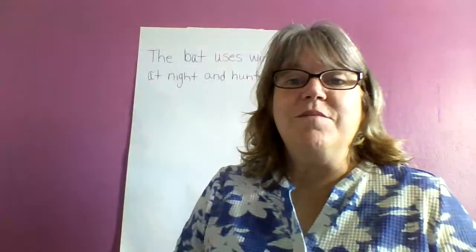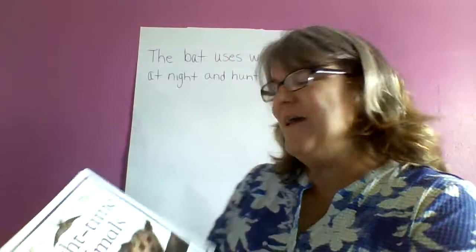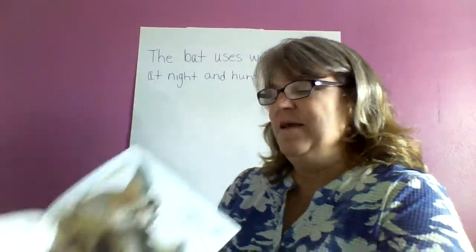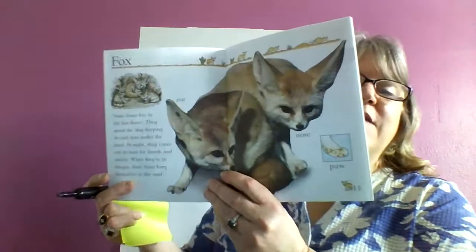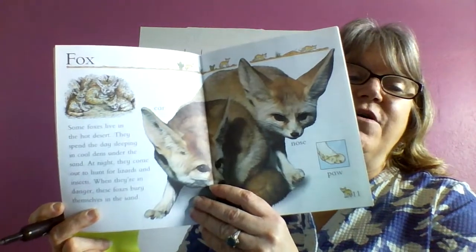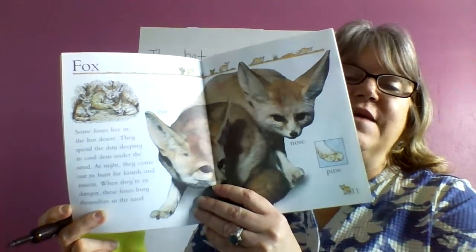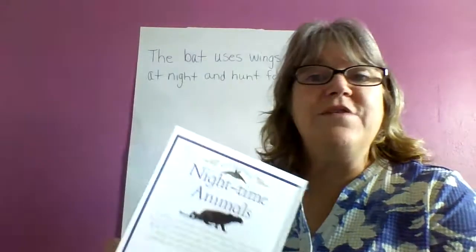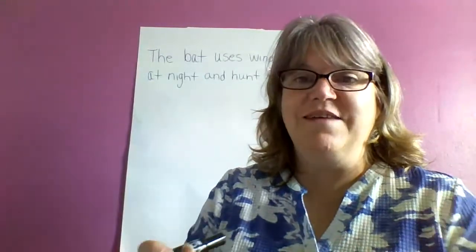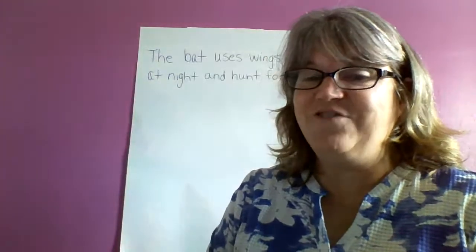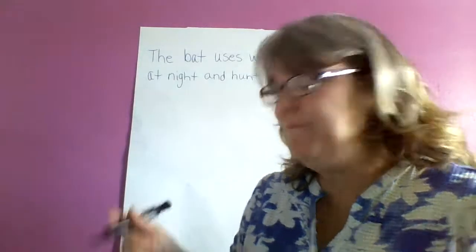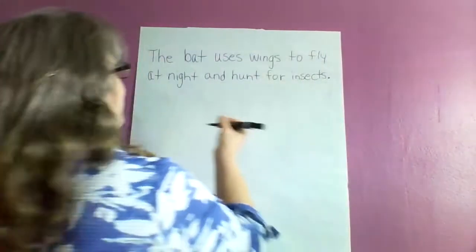We also talked about the fox. Remember that? Let's look at that real quick. Our heading, the fox. And this particular fox, if you remember, lives in the hot desert. But remember, we talked about that. Not all fox live in the hot desert because we have them here in Virginia Beach. So there are different types of foxes. Okay? So let's write a sentence about our fox.